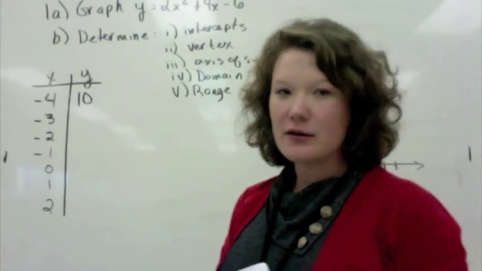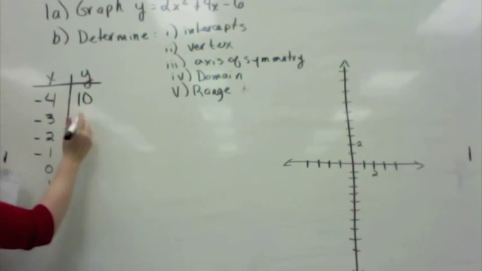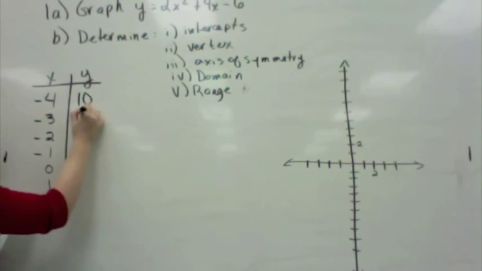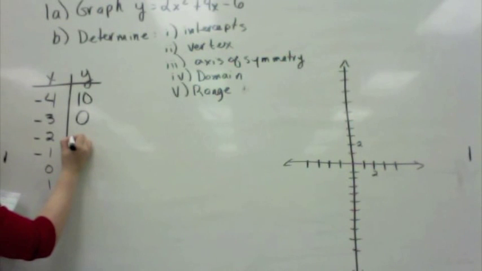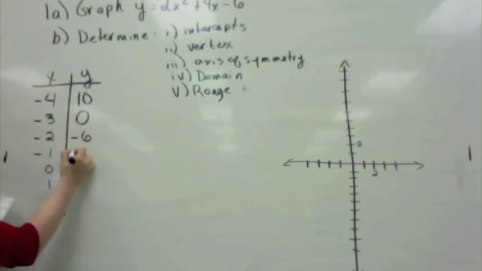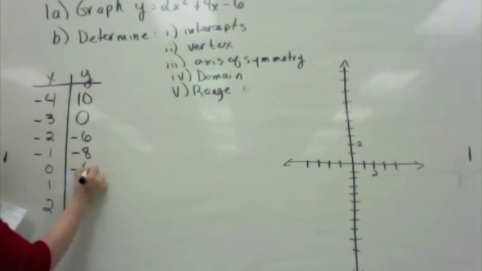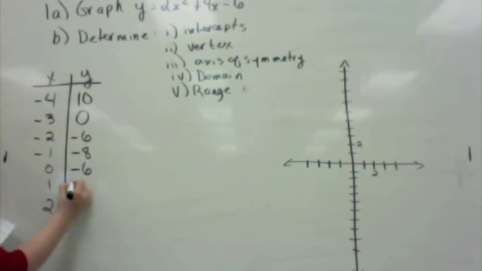I've done all these calculations already. So when x is -3, y turns out to be 0. When x is -2, y is -6. When x is -1, y is -8. And then it starts bobbing up again. When x is 0, our y value is -6. And look at the symmetry, guys. -6, -6. This is going to be 0, and this is going to be 10.